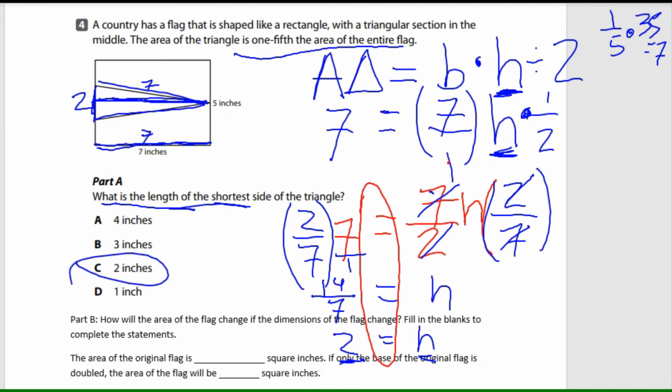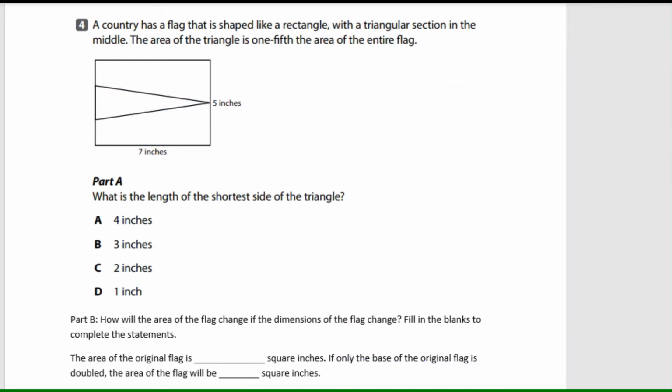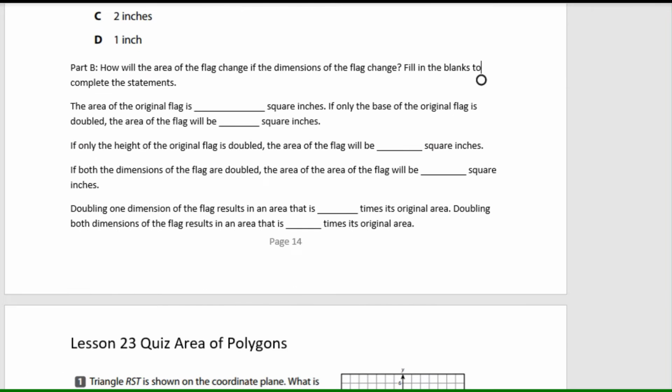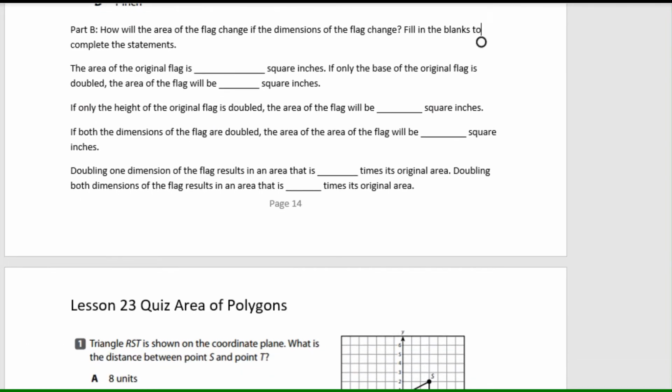Now we can move on to the next part, which is a lot easier if you pay attention. All right, Part B. How will the area of the flag change if the dimensions of the flag change? Fill in the blanks to complete the statement. The area of the original flag is blank square inches. If only the base of the original flag is doubled, the area of the flag will be blank square inches.